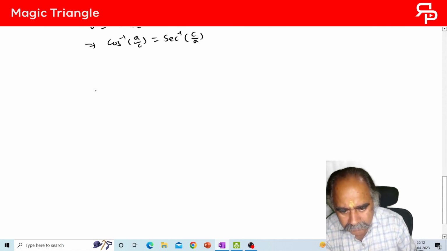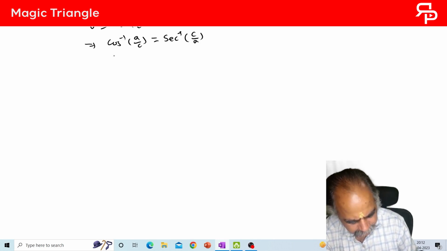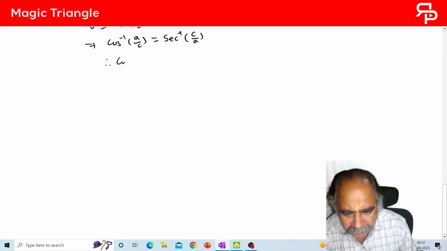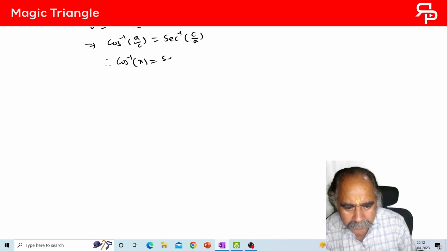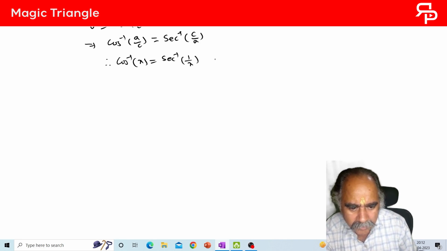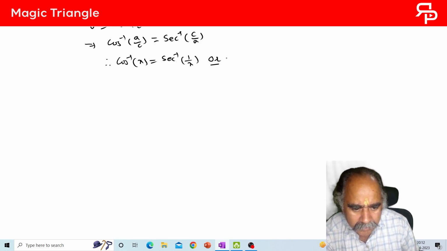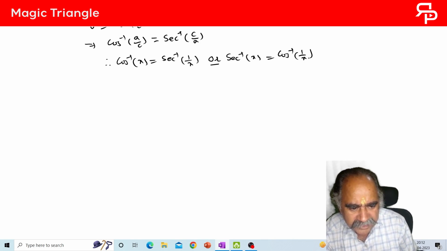Therefore, if I take A by C as x, then cos inverse x is equal to sec inverse 1 by x, or sec inverse x is the same as cos inverse 1 by x.